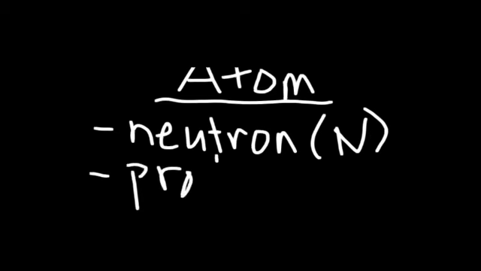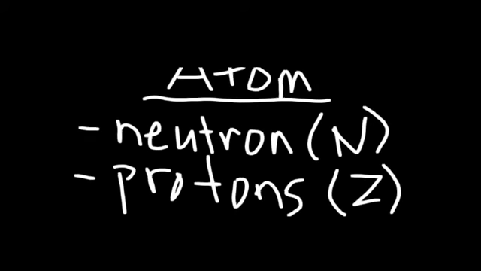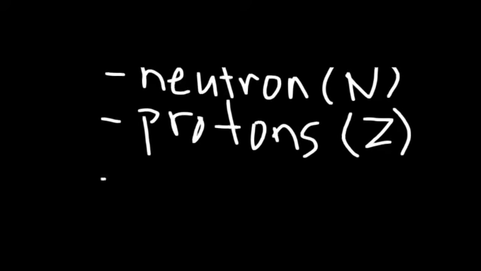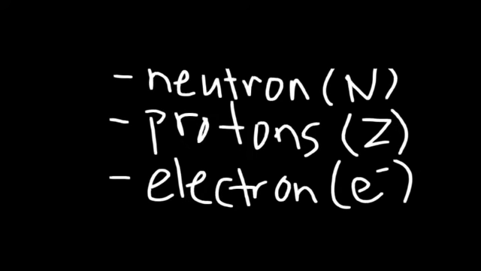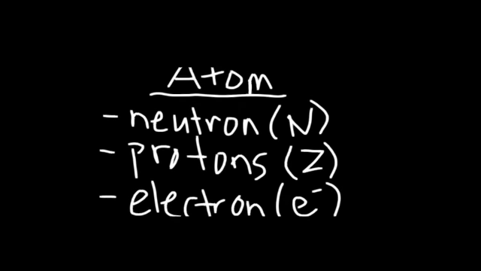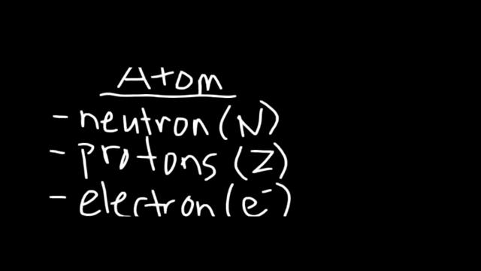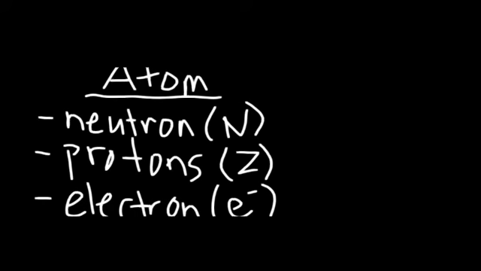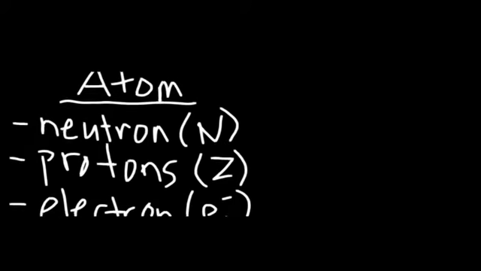Protons, I'll abbreviate it to P, or maybe not, Z. I'm going to abbreviate it to Z, and electrons, where I'll abbreviate it to E minus. These are the core components of an atom, and an atom is the building block of matter, I guess you can say.